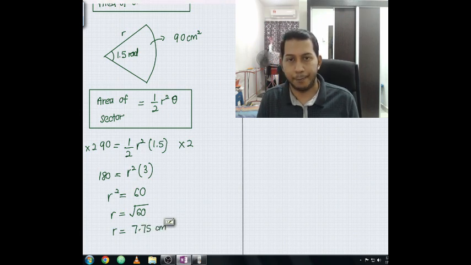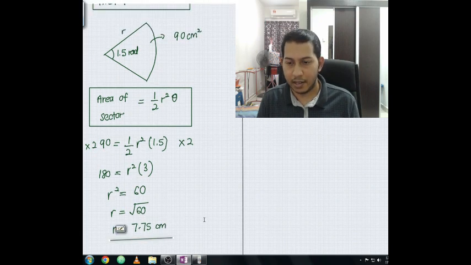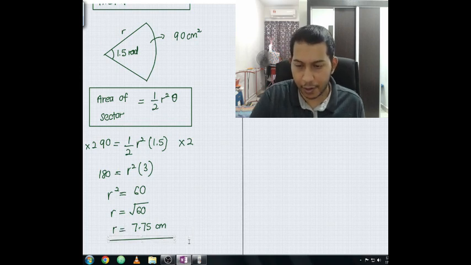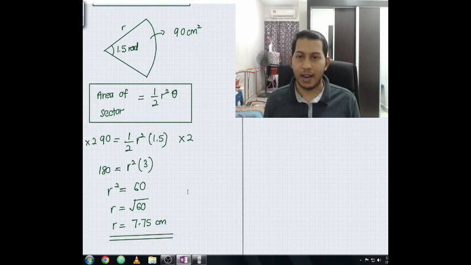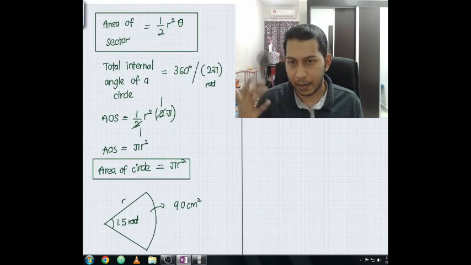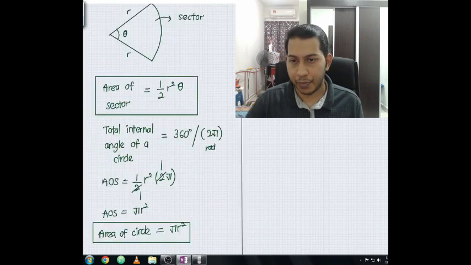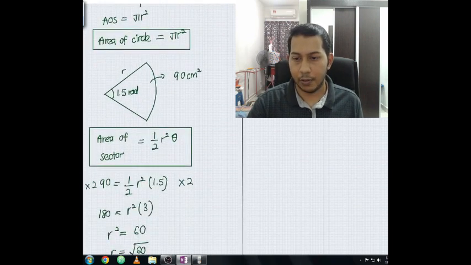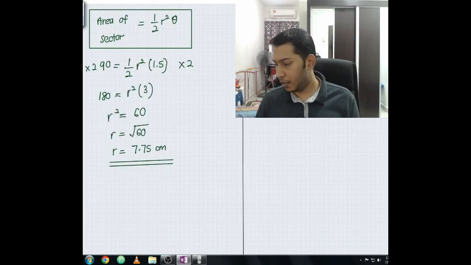Centimeter, guys. So this is the very simple example that they can possibly ask you. But this is for your understanding. In the exam you can't expect the question to come this easy, guys. It will come a bit tough. I hope you understand the working till now. So let me give you another example.